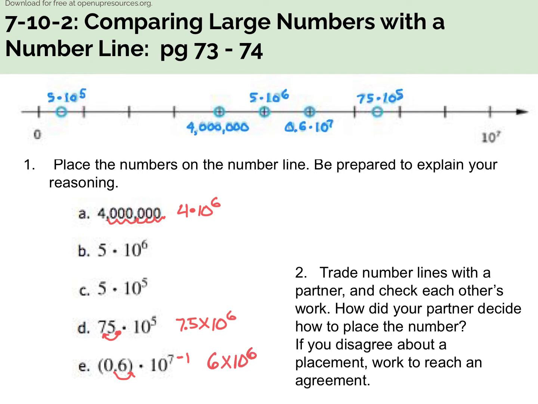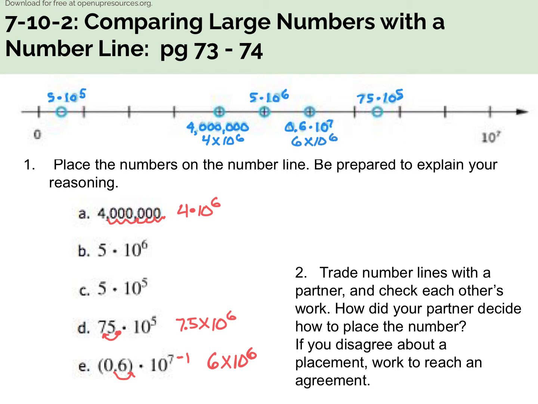So notice how up here I have the 5 times 10 to the 5th. Here is the 4 million, right? But that's also known as 4 times 10 to the 6th. Next, I have the 5 times 10 to the 6th, because that's a little bit bigger. This one here is 0.6 times 10 to the 7th. But remember, that number is actually 6 times 10 to the 6th.